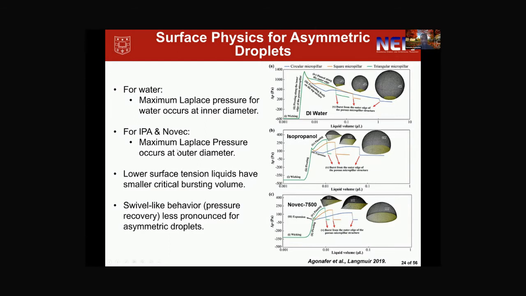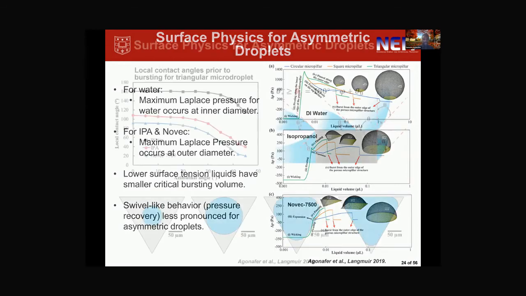However, the critical bursting volume for lower surface tension liquids is smaller. And also you get this swivel-like behavior after the droplet advances as a spherical cap along the outer edge. This swivel-like behavior, or pressure recovery behavior, that we see is less pronounced for asymmetric droplets. And so this is really the main takeaway, and I'll explain why in the next several slides. That's really the main observation from these plots.